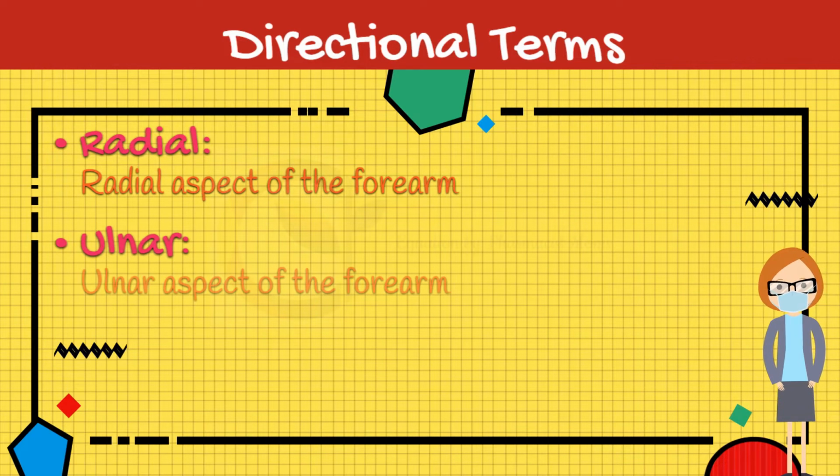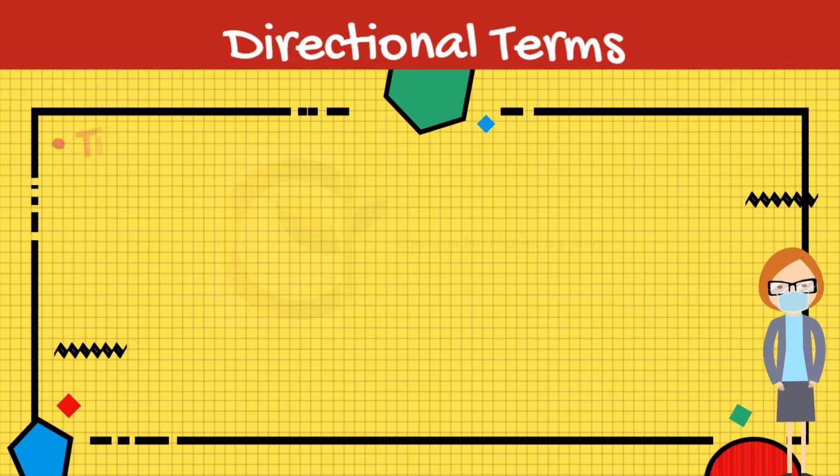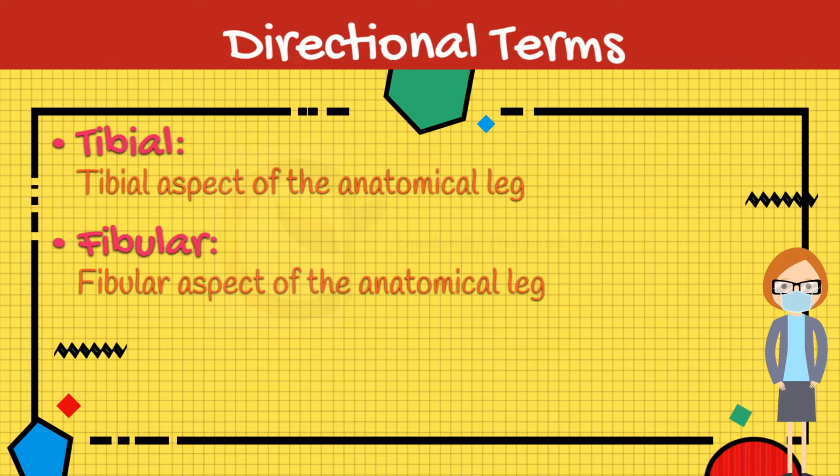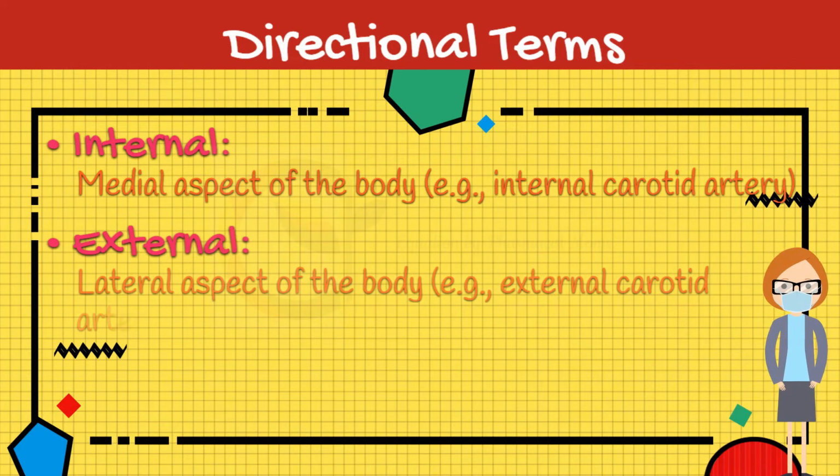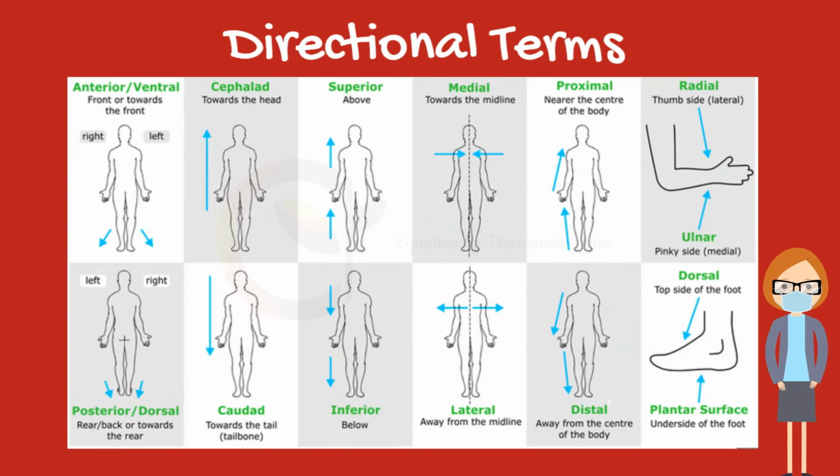Radial, meaning radial aspect of the forearm. Ulnar, meaning ulnar aspect of the forearm. Tibial, meaning tibial aspect of the anatomical leg. Fibular, meaning fibular aspect of the anatomical leg. Internal, meaning medial aspect of the body, for example, internal carotid artery. External, meaning lateral aspect of the body, for example, external carotid artery. This figure explains the already reviewed directional terms.